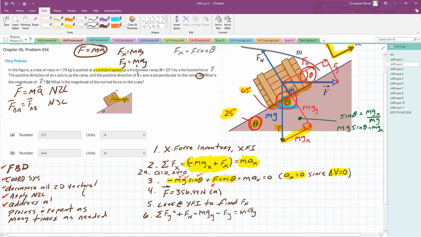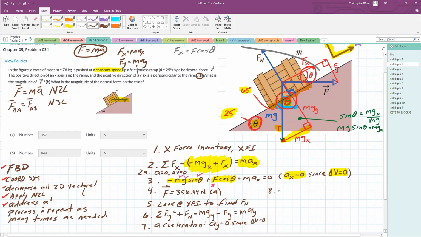The very next thing you do is say something about acceleration. So let's address acceleration. Your acceleration statement always follows your Newton's second law statement. A sub Y equals 0, since velocity is constant. Velocity is not equal to 0, but the change in velocity is equal to 0. So step number 8, solve for F sub n.